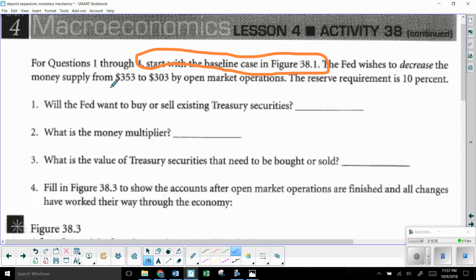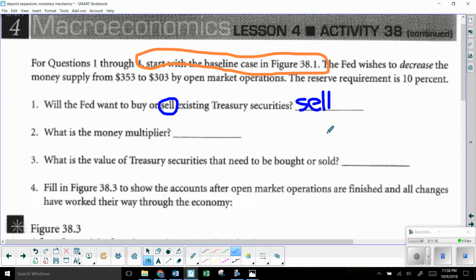So what they've told us is that the Fed wants to decrease the money supply by $50. So in order to decrease the money supply, we want to have contractionary policy. And hopefully we know that selling bonds is contractionary policy. So the Fed needs to sell securities or bonds. And that's a tool that they use to drain the banking system of reserves, to decrease the amount of money that's out there in the money supply, therefore pushing up interest rates, discouraging people from spending, and ultimately shifting AD to the left.